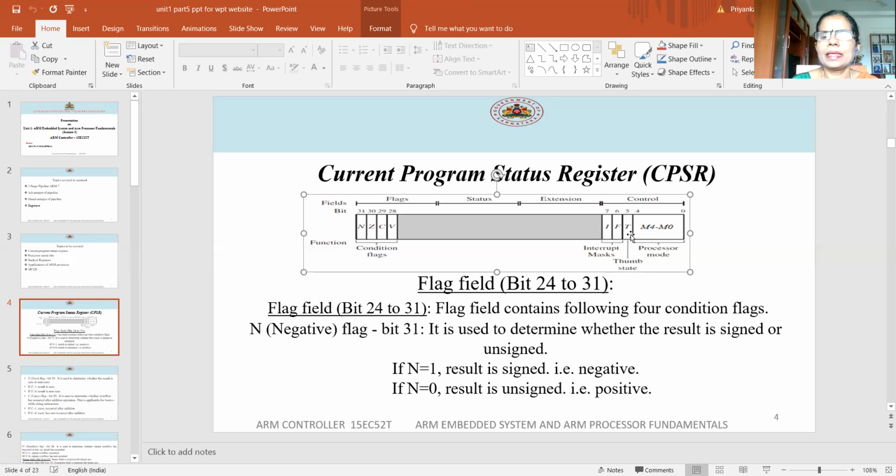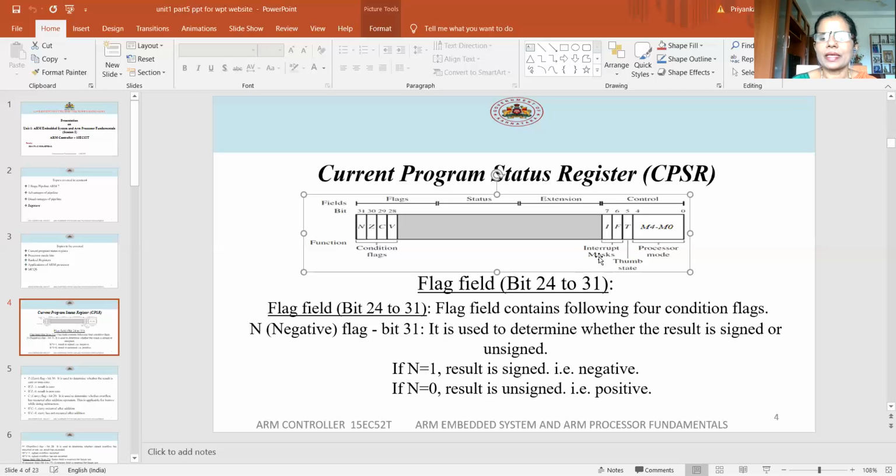In the beginning class I explained that the ARM processor executes ARM instructions as well as thumb instructions. It supports both types of instruction. So which instruction is going to execute is decided by this bit, that is bit number 5. Bit number 6 is F, and bit number 7 is I. These two are called interrupt mask.